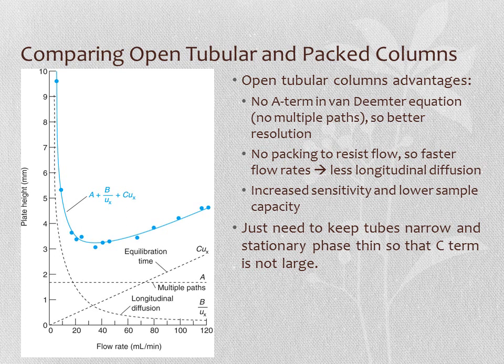Lastly, you can get increased sensitivity and lower sample capacity. Lower sample capacity isn't necessarily a good thing. It means you have to use less sample, but it does mean that you don't have to have as much sample, which can be an advantage. The thing to remember with open tubular, and this is mainly for gas chromatography, is to keep the tubes narrow and use a very thin stationary phase so that you don't have a very large C term for the mass transfer.